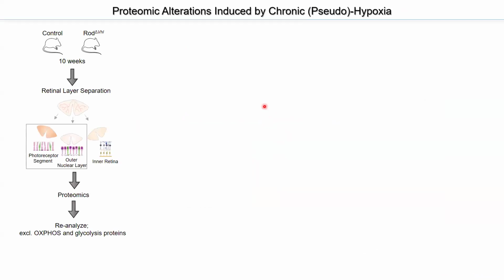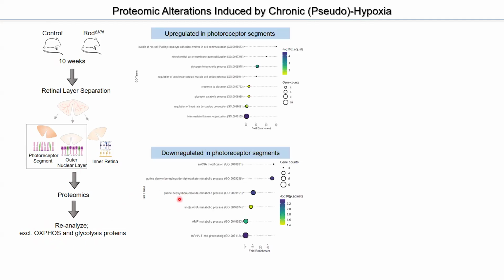So to start this research, I went back to the proteomics data that we have. So this is, again, our mice, our retinas were extracted at 10 weeks, and we separated them for photoreceptor segments and outer nuclear layer. And this time on the proteomics data, I excluded the proteins involved in oxidative phosphorylation and glycolysis, just to make sure that they weren't masking any other results. And based on this, we got a multitude of proteins that were up and down regulated.